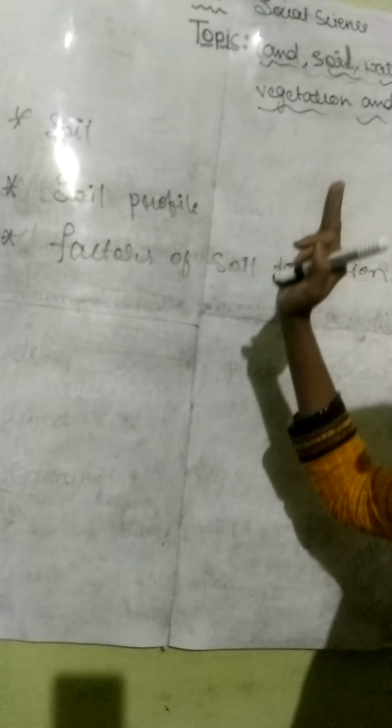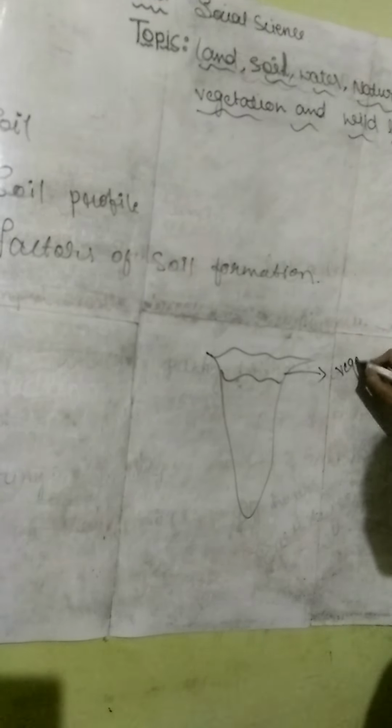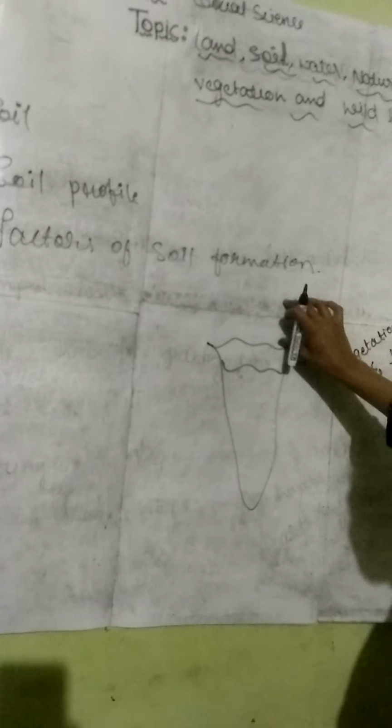If we talk about the soil profile, we see at the top of the soil the vegetation and humus. We see vegetation and humus in the top layer of the soil.